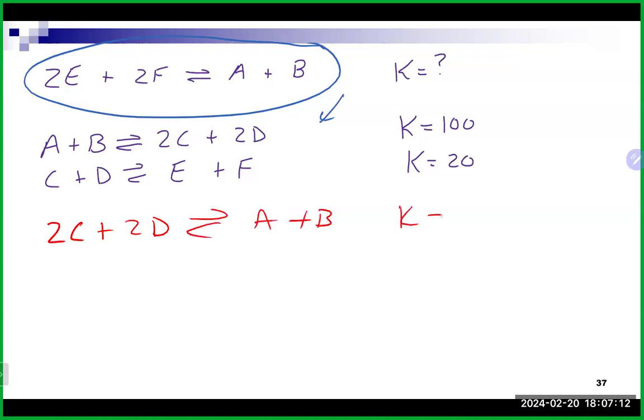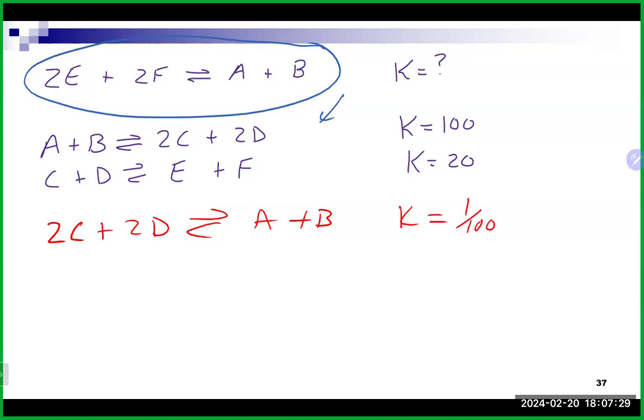And now because I reversed it, what do I do with the K value? I should take 1 over the K value, so 1 over 100 is what I should have because I reversed it. All right, so I got my A and B over there.